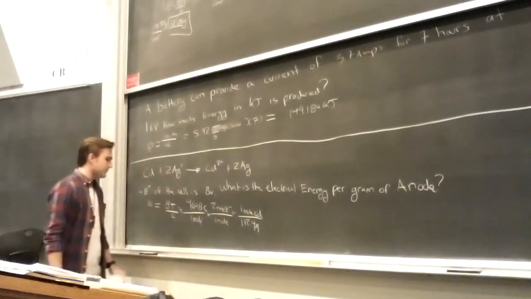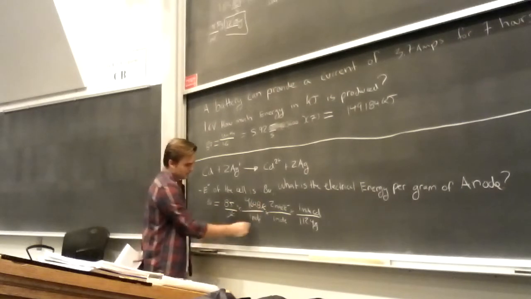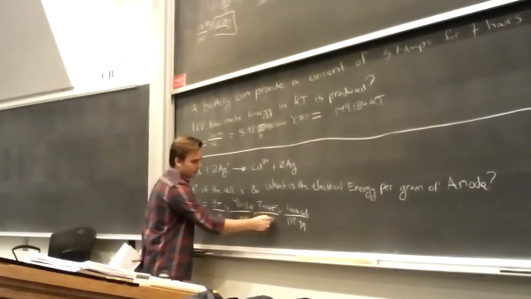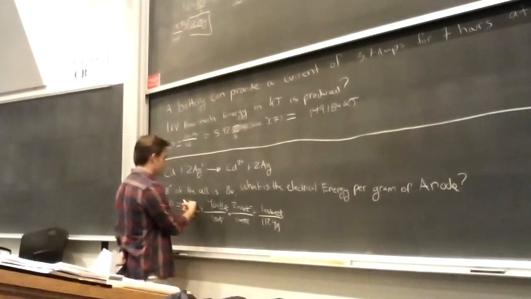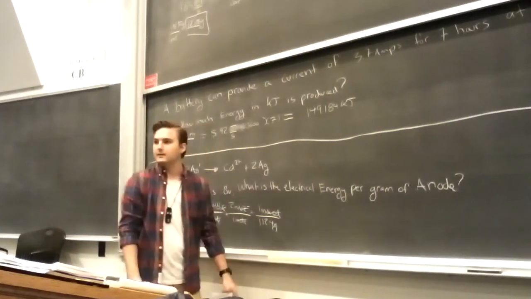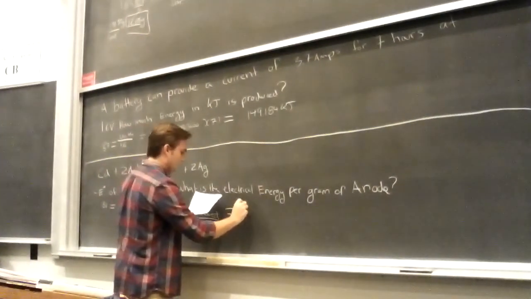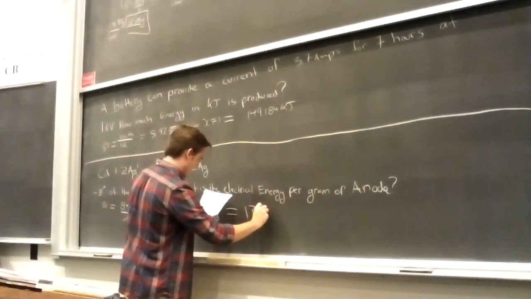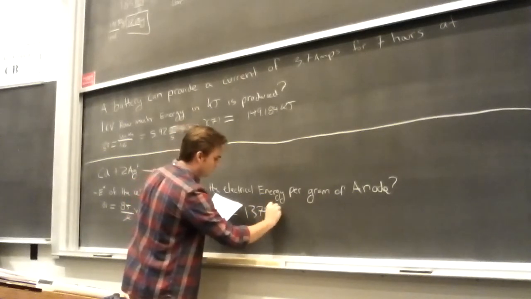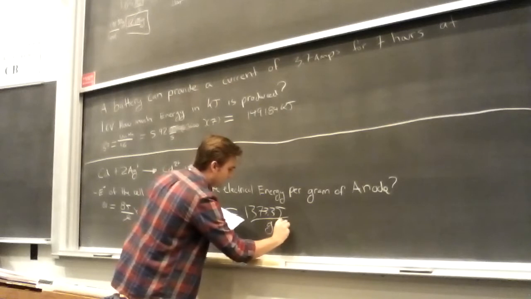So let's look at how this would cancel here. We have joules per coulomb. Coulombs go. Moles of electrons go. Moles of cadmium go. And I'm left with joules over grams, which would be energy per gram of anode. Right? So when I get that answer, it is 1373.3 joules per gram of anode.